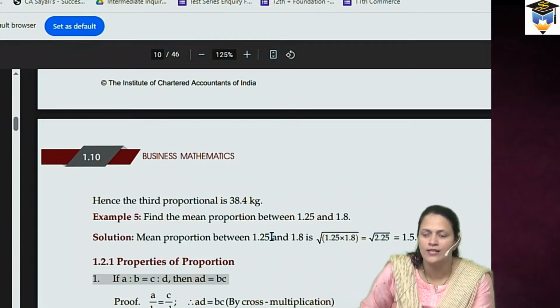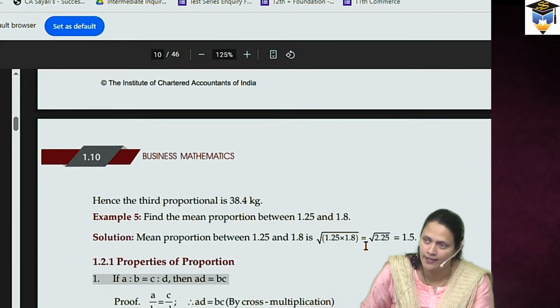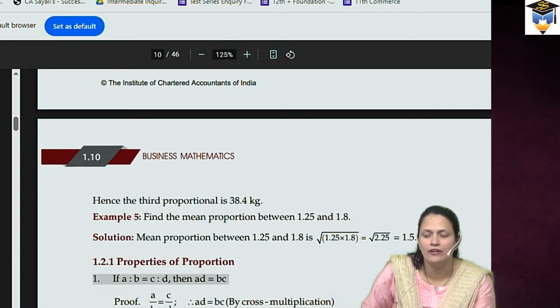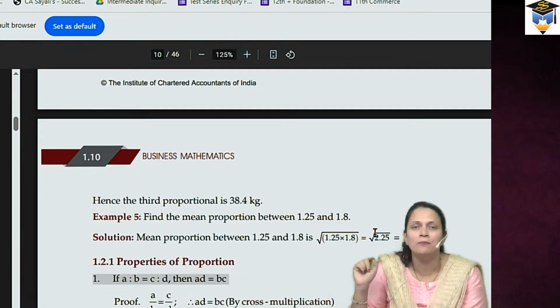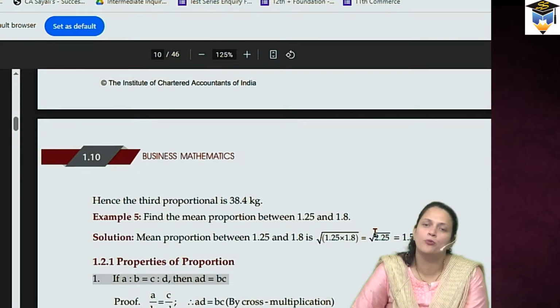Value of a is given to us as 1.25, c is given to us as 1.8. So in order to find out the value of b, it is going to be square root of 1.25 into 1.8, which comes out to be 2.25, and square root of 2.25 is nothing but 1.5. So the in-between proportion or the mean proportion is said to be 1.5. Have you understood this?